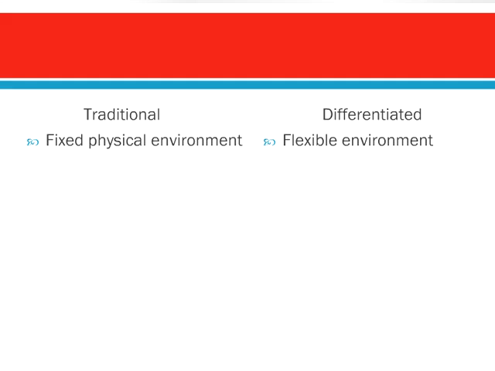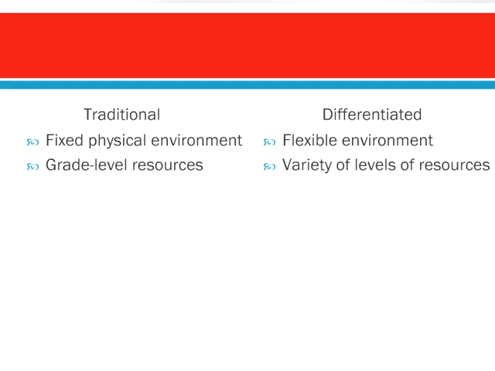Not so in a differentiated classroom. It's going to be a pretty flexible environment. There may be charts and posters on the walls that show all the different configurations for individualized learning and group learning. Grade level resources are really what you find in many traditional classrooms, grade level work, while in a differentiated classroom there should be a variety of resources at levels both below the grade level and above the grade level.